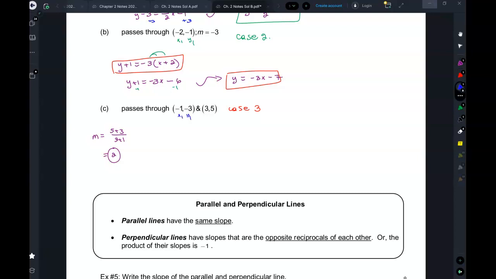And then if this is x1, y1, x2, y2, I'm going to have y plus 3, sorry, equals 2, x plus 1.